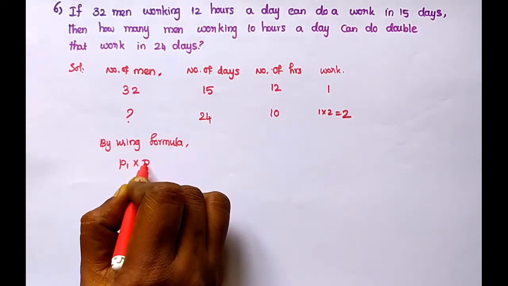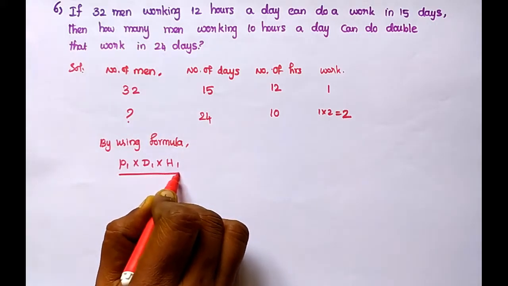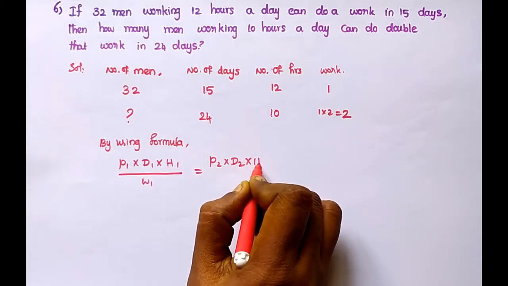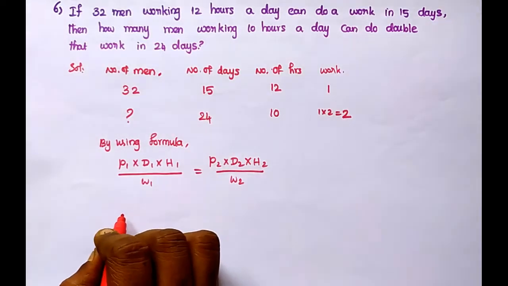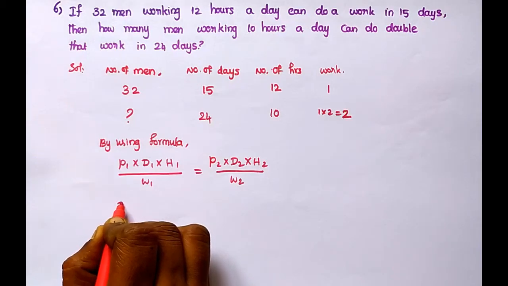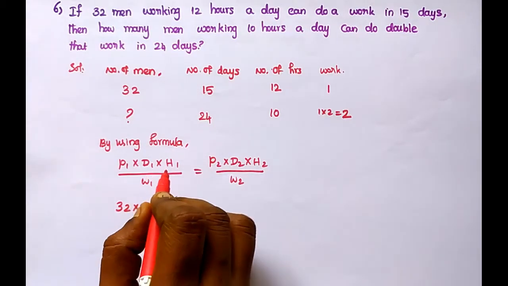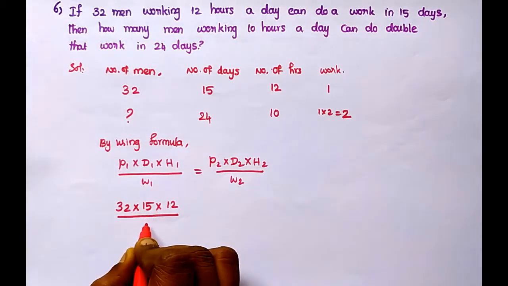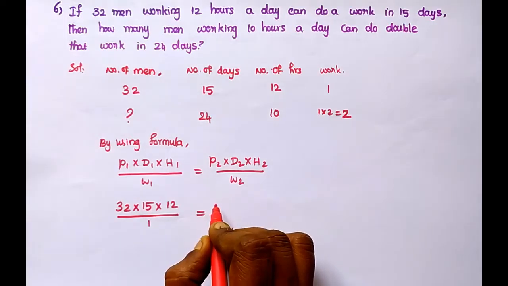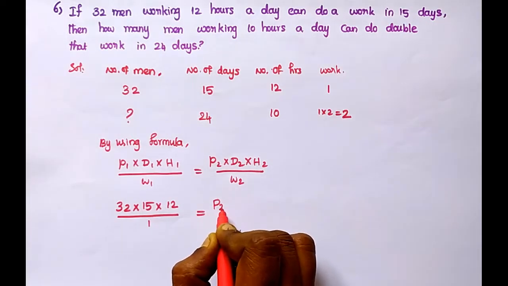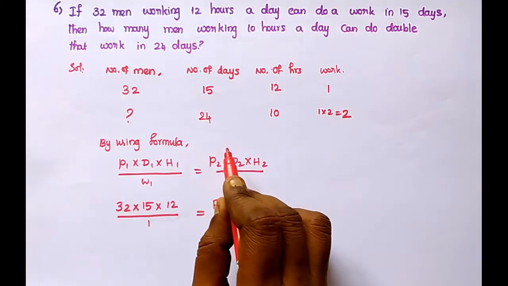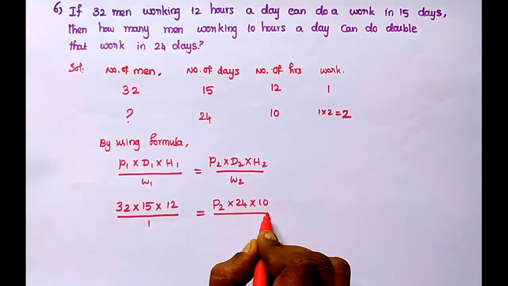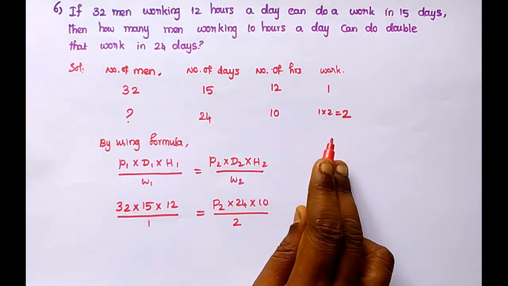Next, now by using the formula P1 into D1 into H1 divided by W1 equals P2 into D2 into H2 divided by W2. Now P1 is 32, into D1 is 15, into H1 is 12, divided by 1, equal to, we don't know P2, so write down as it is P2, and D2 is 24, into H2 is 10, divided by W2 is 2.